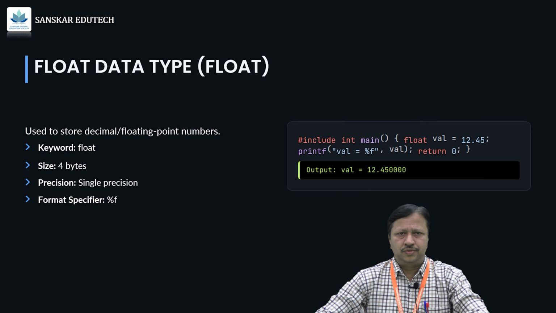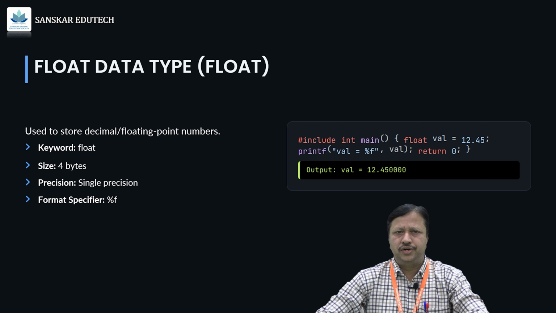Next type is the float data type. It stores decimal numbers with a fractional part. Its size is 4 bytes. Approximate range is 3.4e-38 to 3.4e+38. Format specifier is %f. Let's see the example.